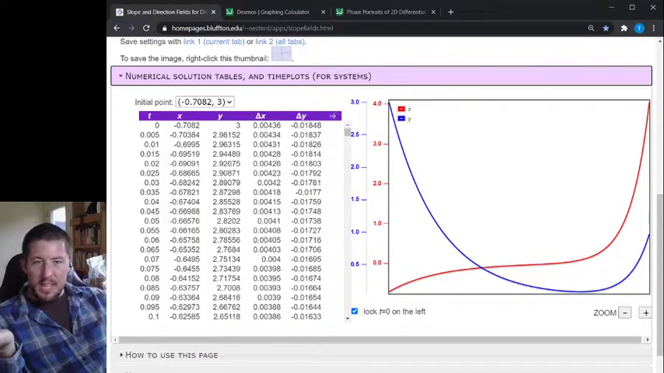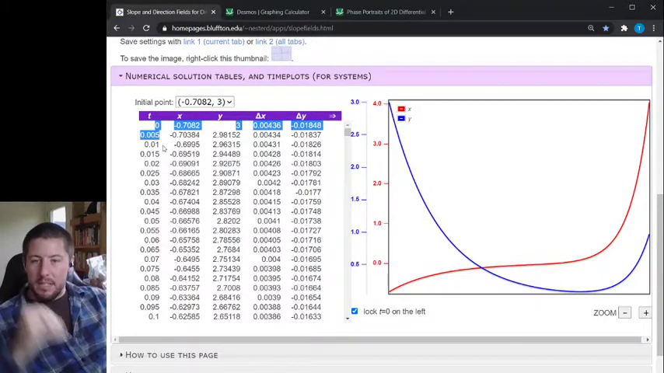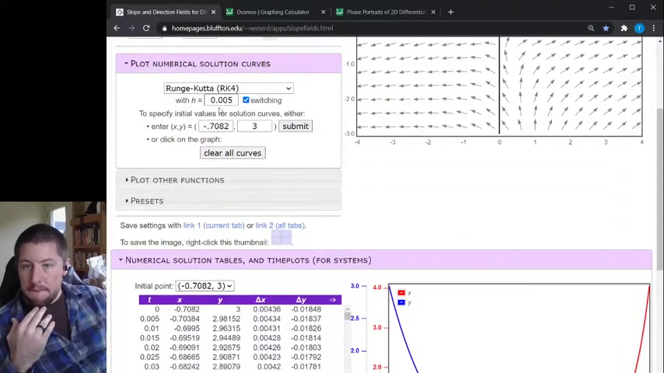Last thing I want to show you is this table over here. It shows us at what X and Y locations we're at, what the delta X and the delta Y are for that given T. We can see that our change in T for every row of this, delta T, is apparently 0.005. Oh my gosh, how did I know that delta T was 0.005? It's sitting right there.